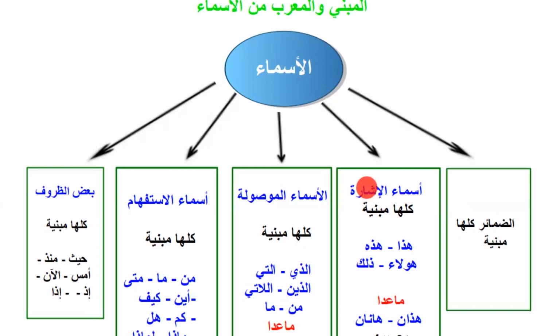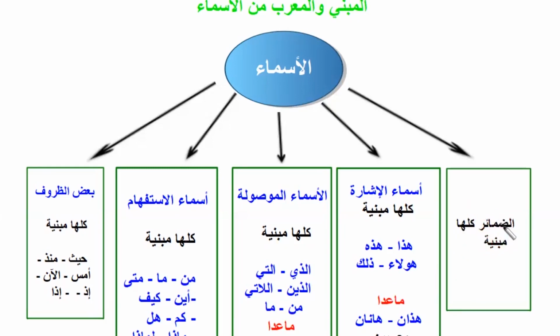All those demonstrative pronouns. So are they mabni or mu'arrab? Here it is saying kulluha mabniyatun. All of them are mabni. Ma'ada, if you see this ma'ada, it means except. If you see exception here, it's the same thing here. But this doesn't have exception. So domir doesn't have exception.